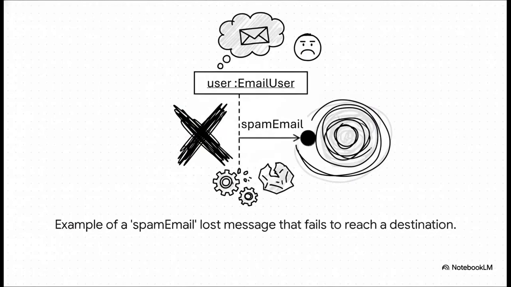Take a look at this one. An email user sends out a spam email. See how the message arrow just ends at that black circle? That tells you the message is lost. It never reached anyone. This is a perfect way to model something getting caught by a spam filter or just getting dropped on the network before it could be delivered.